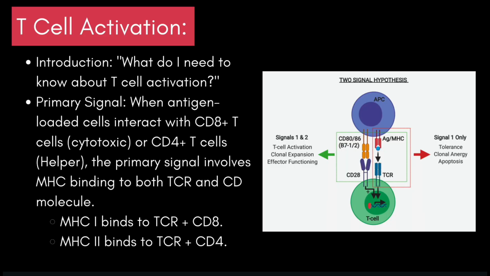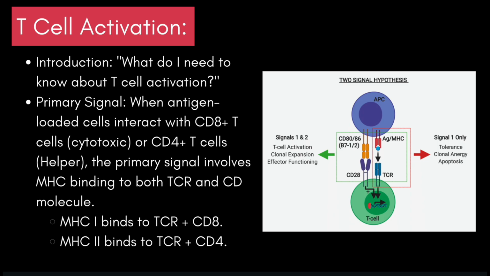I'd like to open up today by talking about T-cell activation. So you might be wondering, what do I need to know about T-cell activation? You need to know that the primary signal occurs when antigen-loaded cells interact with CD8 plus T cells, which are known as cytotoxic T cells, or CD4 plus T cells, which are known as helper T cells. The primary signal involves the major histocompatibility complex binding to both TCR and CD8 molecule. MHC1 binds to TCR and CD8. MHC2 binds to TCR and CD4.